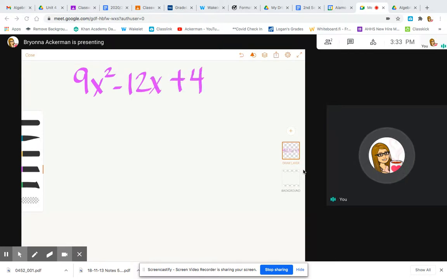So the first thing you want to ask yourself is, is there a greatest common factor, a GCF? And in this case, there's not. 3 can go into 9 and 12, but it can't go into 4. 4 can go into 12 and 4, but it can't go into 9. So there is no greatest common factor that can go into all three numbers.